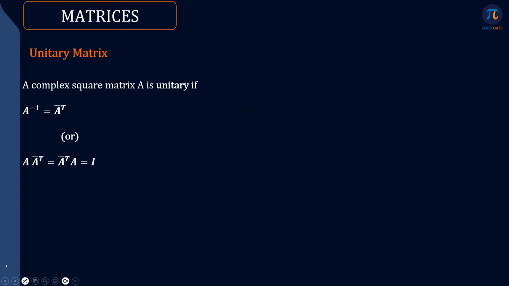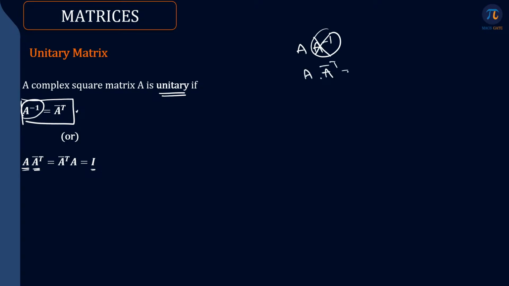Now what about this unitary matrix? Unitary matrix means A conjugate transpose is A inverse. That is, when you multiply A with its conjugate transpose, you should get the identity matrix. Why, sir? Because normally A into A inverse is identity, but here A inverse is the conjugate transpose. So instead of A inverse, I can keep A conjugate transpose, and still I can get the identity matrix. So that is the idea.